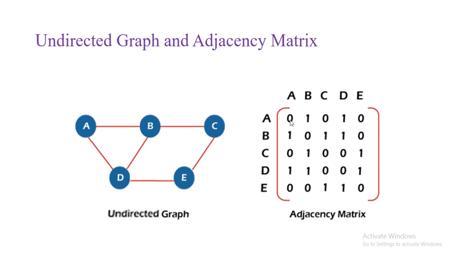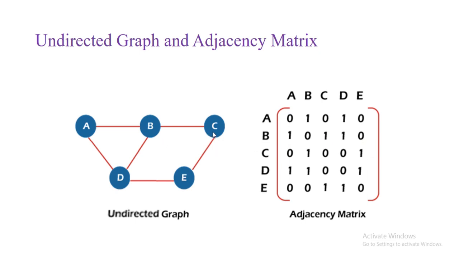A to A, there is no self loop, so 0. A to C, edge is not present. A to C not present, so write the 0. A to E, edge is not present. Again write the 0. Next, consider the vertex B. B to A, edge is present, so mark 1. B to C, present. B to D, present. B to E, no. So write the 0.